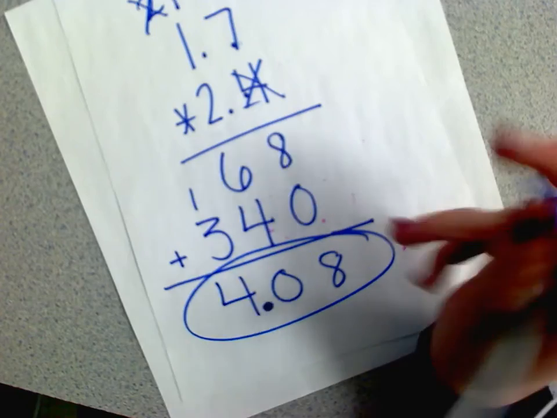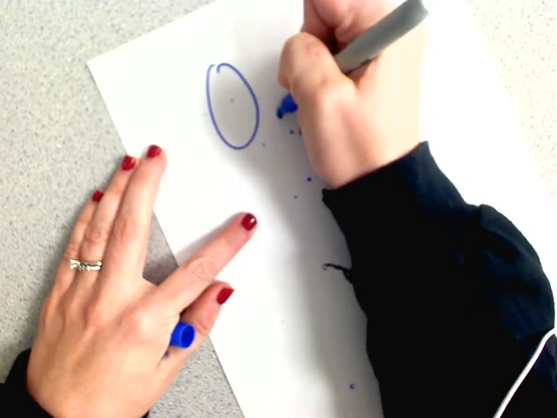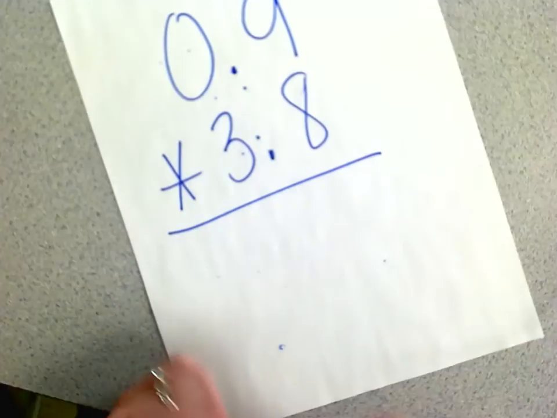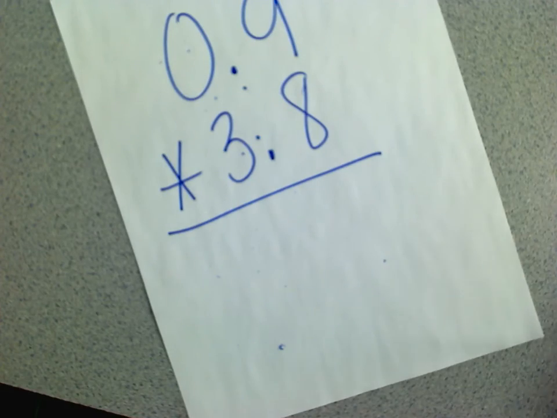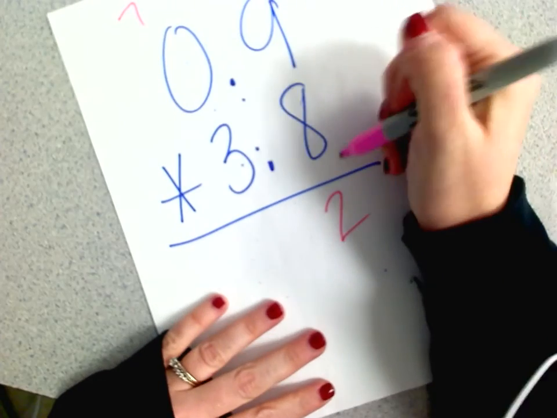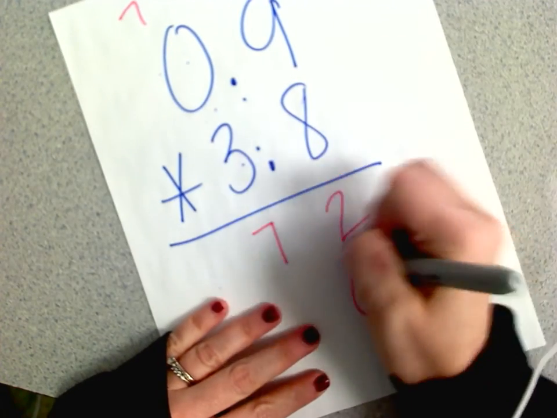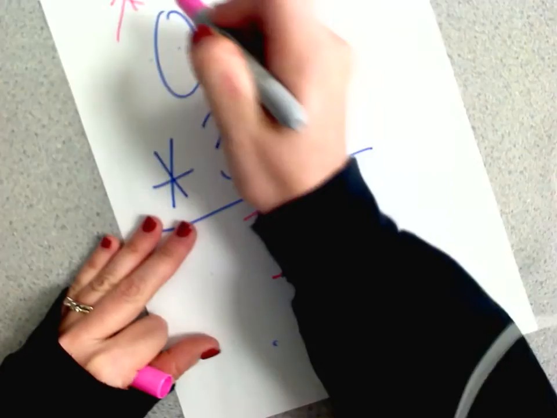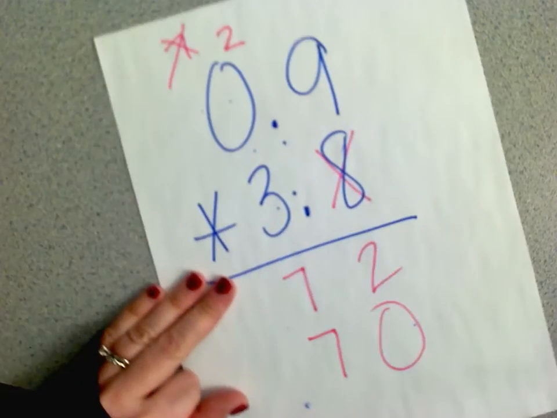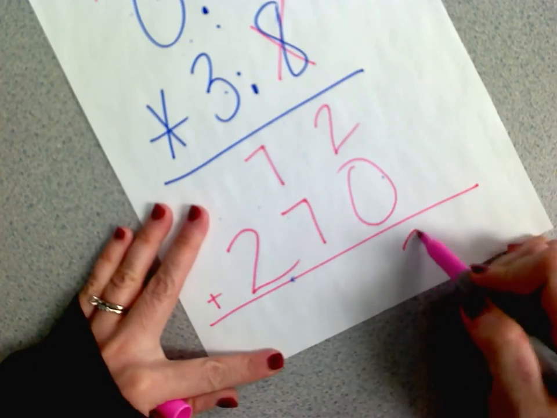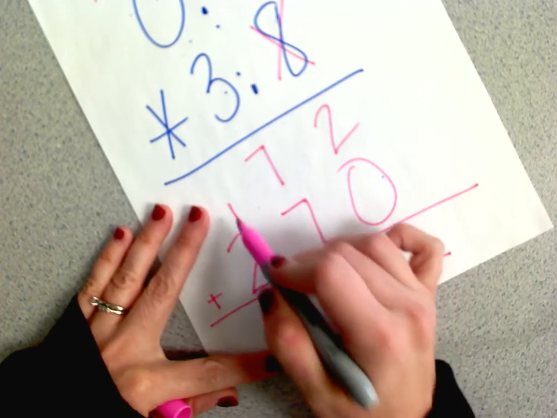Okay, and last one. 0 and 9/10 times 3 and 8/10. These are just getting bigger and bigger. Ignore those decimal places at first. 9 times 8 is 72. Put the 2 down, carry the 7. 0 times 8 is 0, plus 7 is 7. Placeholder. 9 times 3 is 27. Put the 7 down, carry the 2. 0 times 3 is 0, plus 2 is 2. Then add: 2 plus 0, 7 plus 7 is 14, 2 plus 1 is 3.